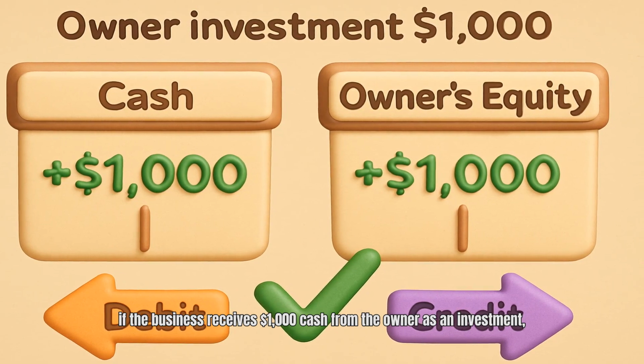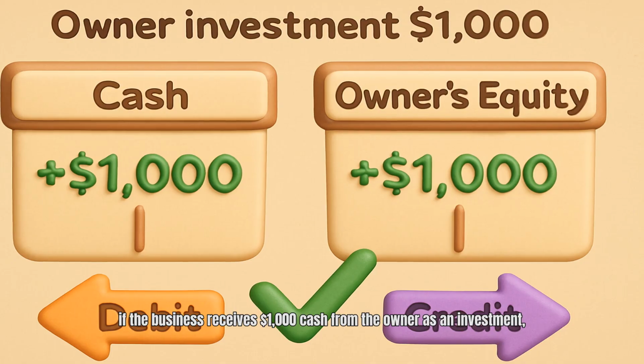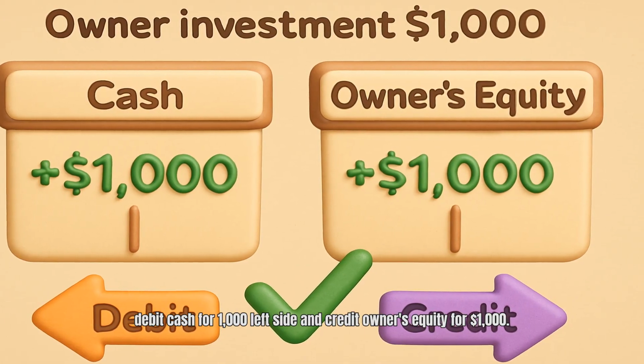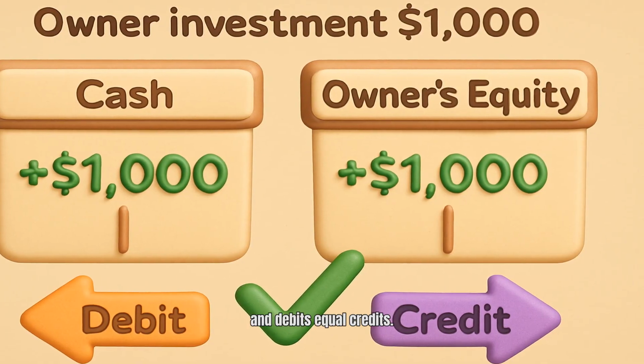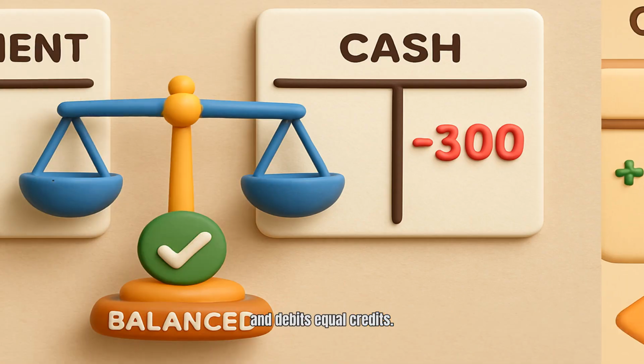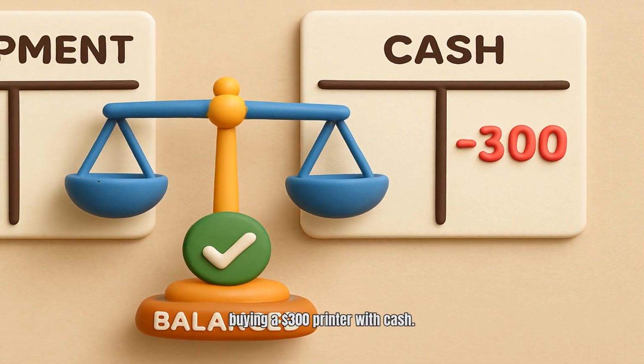For example, if the business receives $1,000 cash from the owner as an investment, debit cash for $1,000, left side, and credit owner's equity for $1,000. Cash increases, equity increases, and debits equal credits.